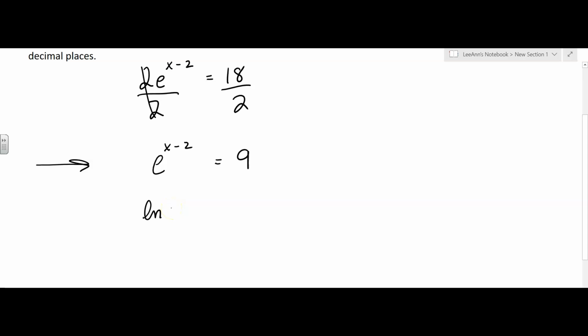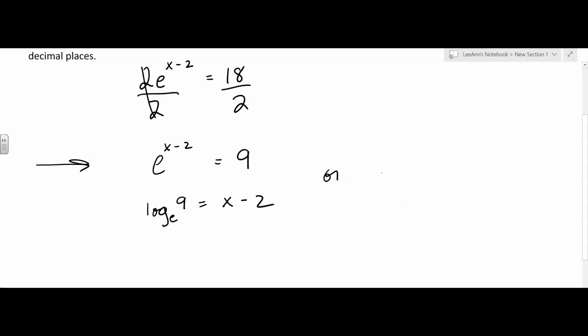Let me do this a little bit different for you. Okay, so we'll talk about that natural log. Well, there's 2 ways to do it, sorry. You could just say log base e of 9 equals x minus 2. That's just writing it as a logarithm, taking it from an exponential form to a logarithm form.